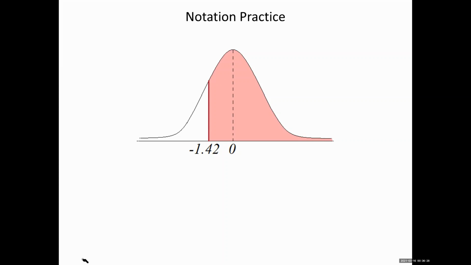What I want you to do is take a couple seconds to write down the notation for this area. Then I'm going to ask you to tell me one symbol at a time what the notation is. All right, someone tell me the very first symbol I'm going to write down for the notation. P, open parentheses. Okay, keep going.